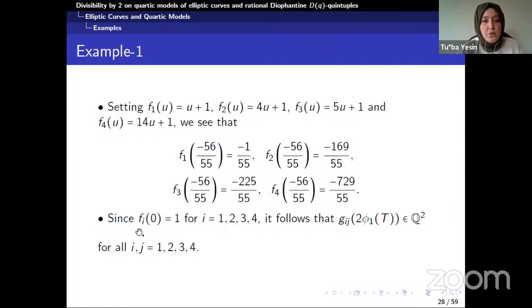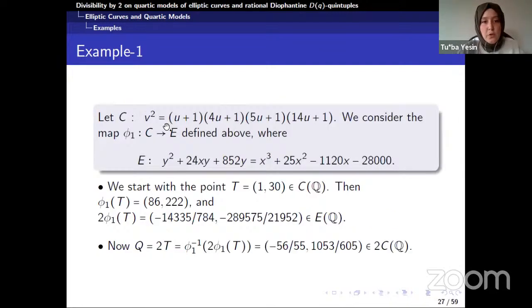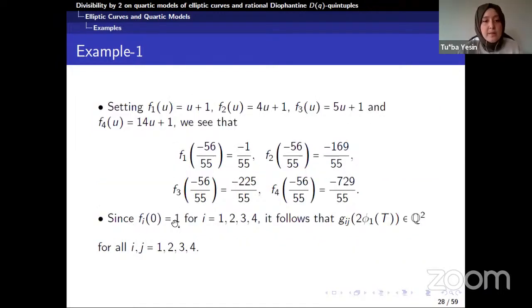Why is it true? Because we know that f_i(0), which is here, if you put 0 here, this is 1, this is 1, this is 1, and this is 1. So we don't need to check f_i(0) f_j(0). This will always be 1, sorry. So it is easy to see that the product of two of them will be square. That means G_ij that we defined before will be square for all i, j from 1 to 4. So as we see, if you start with a double point, this side is correct.